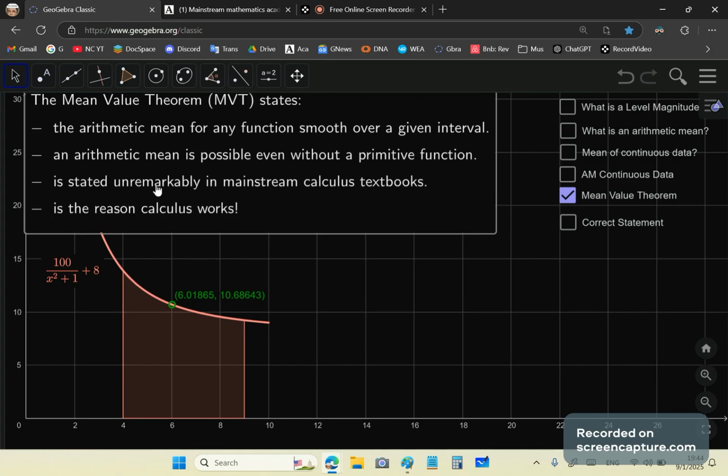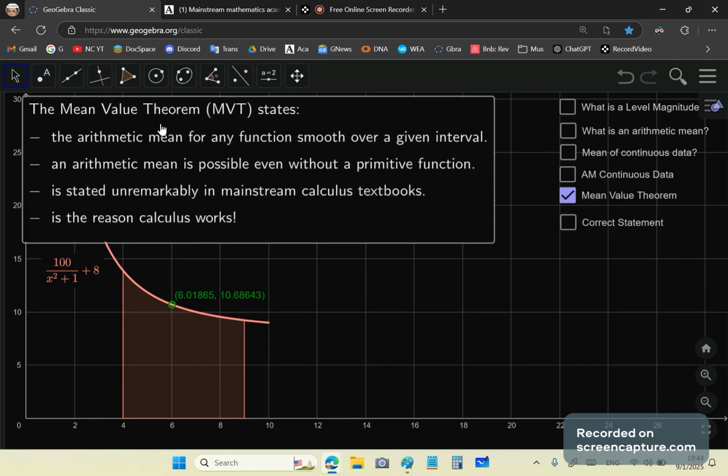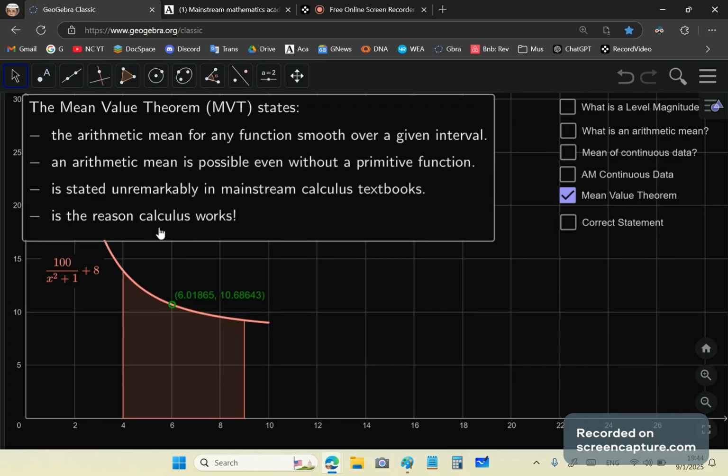It is stated unremarkably in mainstream calculus books, because it talks about there being some parallel secant line. Even the ancient Greeks knew about that. It's old news, very old. And by the way, the mean value theorem is the reason that calculus works. So let's look at the correct statement.